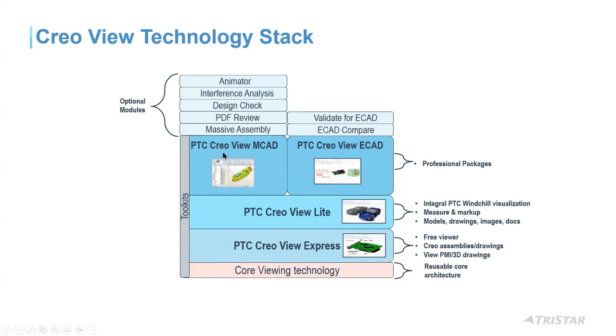Once you move up to Creo View AMCAD or Creo View ECAD, this is more for people who have to interrogate models and do other things on a more frequent basis. So you can upgrade to some of these tools and they give you additional functionality for searching, for drawing comparisons, 3D CAD comparisons. There are other things in there, for example modules for animation, modules for design check and interference analysis, and so on.